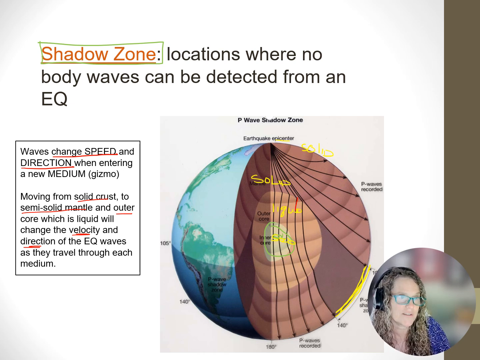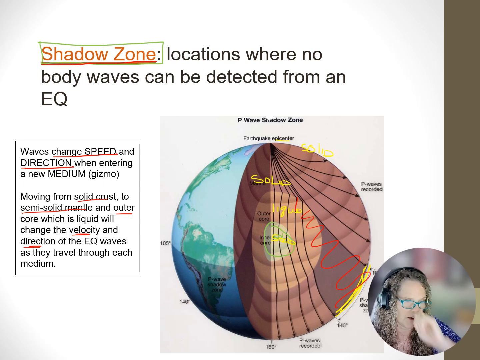And for some reason, this shadow zone happens where no earthquake waves are detected in these areas. Because we can track the changes in speed and direction with each layer, we can find these shadow zones. That's an important tool scientists have used to detect what's going on in our planet and to understand that P waves move through everything, but S waves don't.